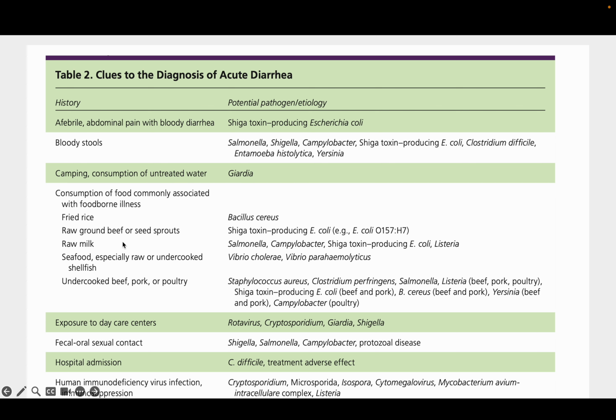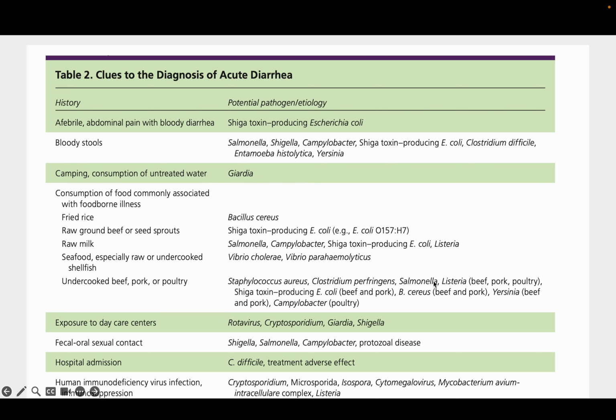And one more, we got this question in NEET also. Raw milk: Salmonella, Campylobacter, E. coli, Listeria. Seafood: Vibrio cholerae. Seafood or shellfish, you should always remember Vibrio cholerae. Uncooked beef or poultry, you should suspect Salmonella. Poultry, Staphylococcus aureus, and uncooked beef or pork, Staphylococcus aureus is one more thing.